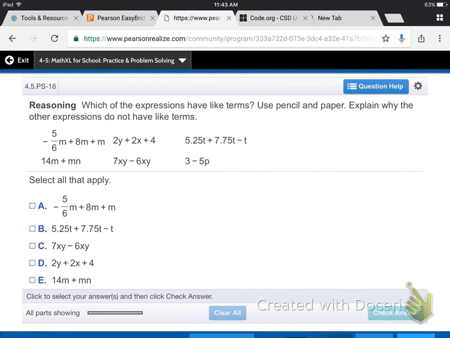All right, here's a good one. Let's look at this. It says reasoning. Which of the expressions have like terms? Use pencil and paper. Explain why the other expressions do not have like terms. All right, let's get going. Does the first expression, negative 5/6m plus 8m plus m, have like terms? Select all that apply. Yes, that has like terms, because they all have a similar variable, right? How about the next expression, 2y plus 2x plus 4?